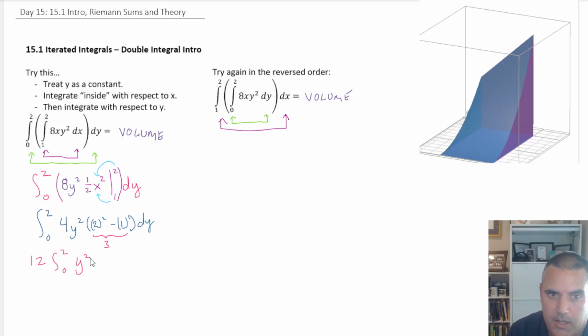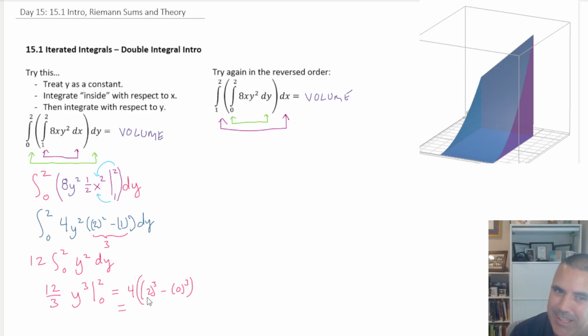What I'm writing here actually represents something, but let's just keep going. So then you integrate again. Now it's just a one variable integral. It's 12 over 3 y to the third from 0 to 2. And when I do that, it's 4 times 2 cubed minus 0 cubed. Quite a bit of the homework is just, like I said, quick integrals like that. So this is 8 times 4, it's 32. Let's say we're in feet, so this would be cubic feet.